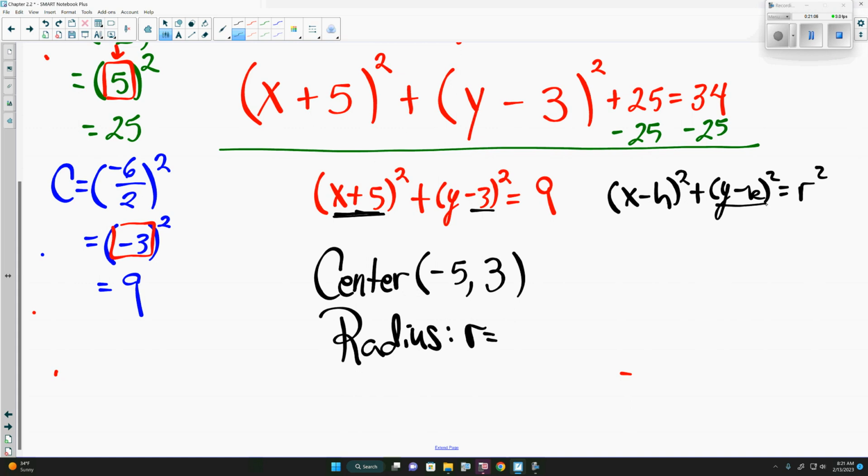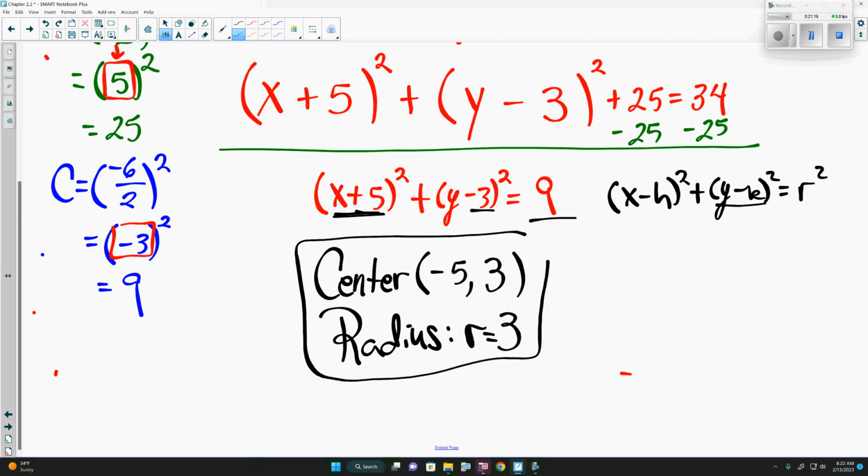Now, lastly is the radius. Well, we know what the radius squared is. The radius squared is 9. So if we take the square root of it, the square root of 9 is 3. And that's it. And if they wanted us to graph this, all we need to do is use the circle feature, start at the center, negative 5, 3, and go 3 units up, down, left, or right. We just have to pick one, and it'll do it for us.